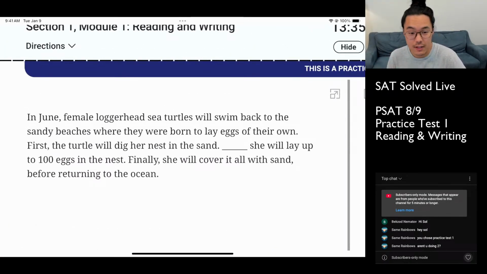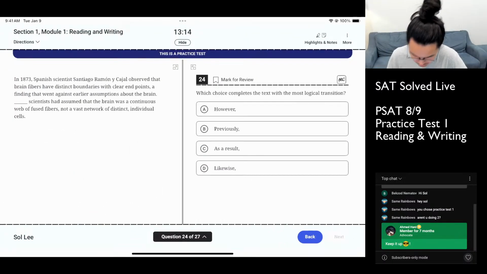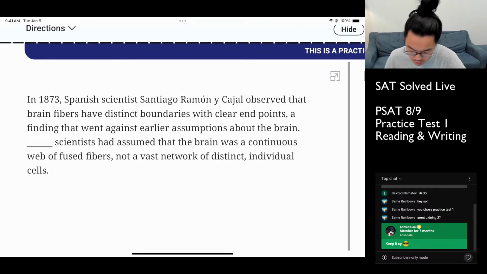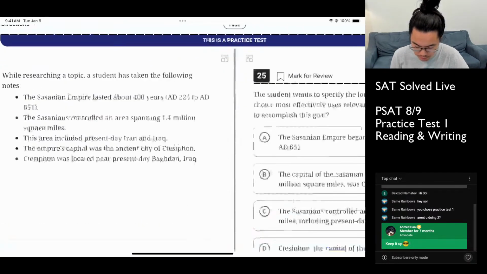I promise you I wasn't looking at the answer choices when I made that prediction. It's just the first word that comes to mind. Female loggerhead sea turtles will swim back to the sandy beaches where they were born to lay eggs of their own. Okay. First, they'll dig their nest, and then second, and then finally, next, and then finally. Got it. All right. Santiago Ramon y Cajal observed that neurons have boundaries with endpoints, which goes against earlier assumptions. Previously they had assumed that it was continuous, not distinct. Got it. Previously. Exactly. Perfect prediction.